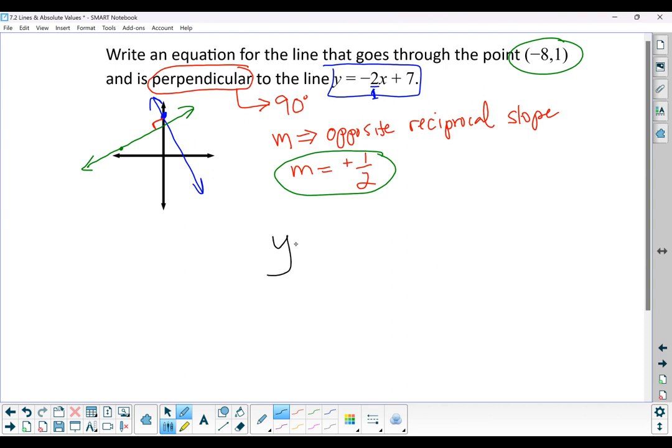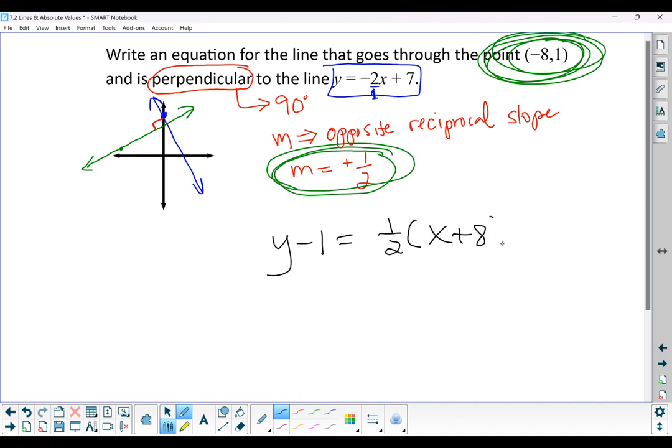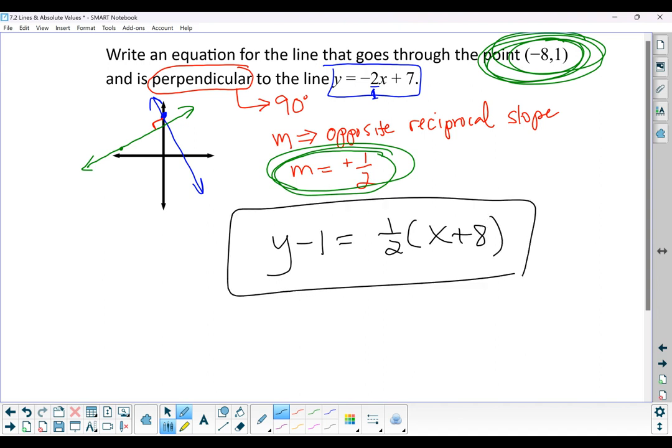So our line is going to be y minus 1. I've got to use the point that I'm going through and the slope. So y minus 1 is equal to 1/2 multiplied by x plus 8. And this is the equation of that green line.